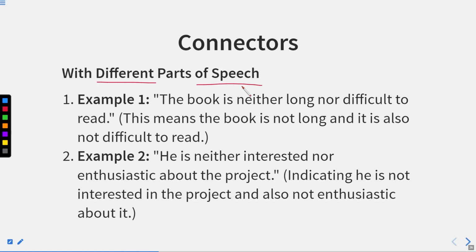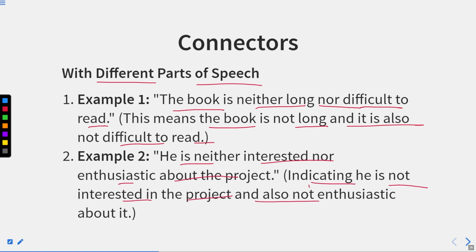With different parts of speech: the book is neither long nor difficult to read. This means the book is not long and it is also not difficult to read. He is neither interested nor enthusiastic about the project, indicating he is not interested in the project and also not enthusiastic about it.